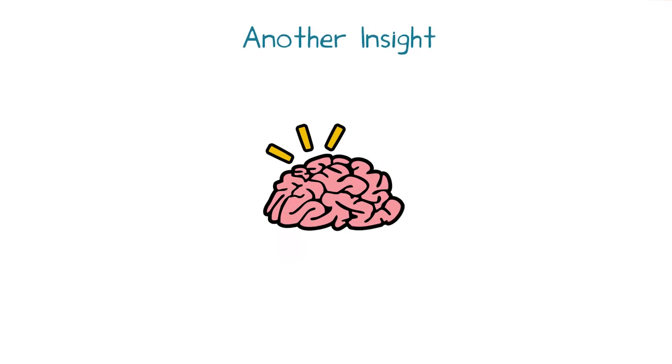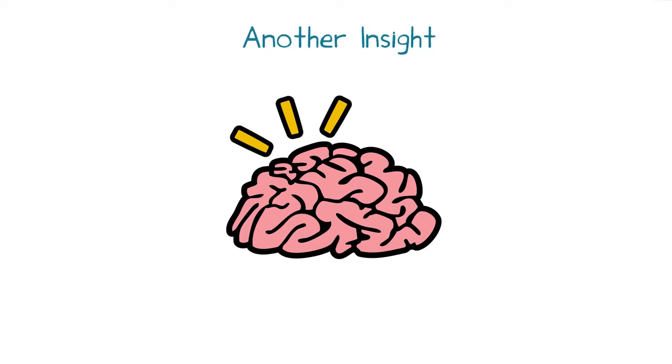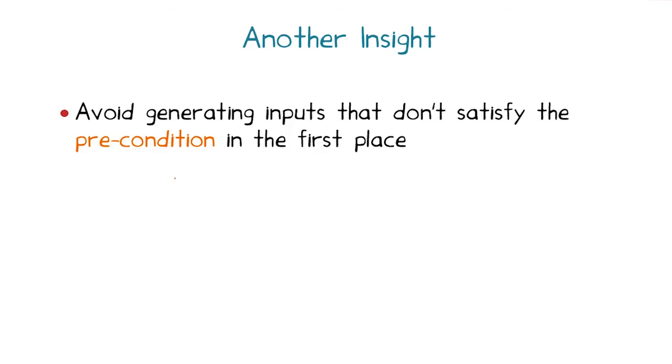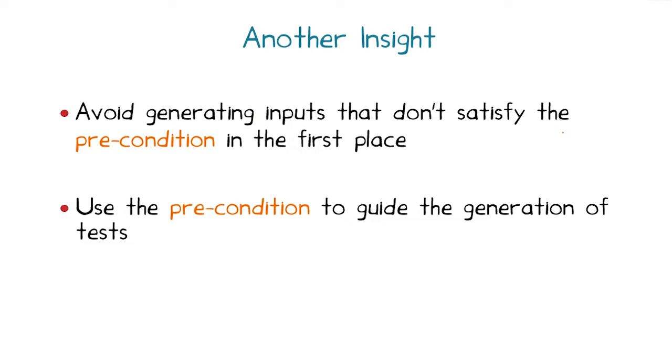Let's focus first on effectively filtering out invalid trees. It's inefficient to generate each candidate input and then check whether it actually satisfies the conditions of being a tree. Instead, we want to avoid generating candidate inputs that don't satisfy the precondition in the first place. Let's look at how Korat uses the precondition as a guide in the generation of test inputs.